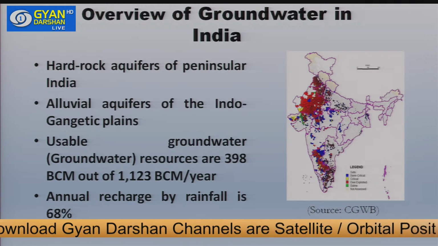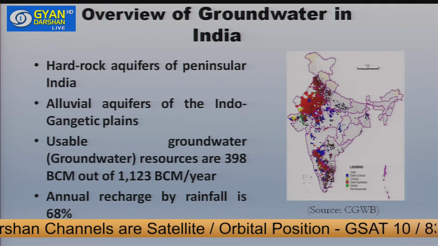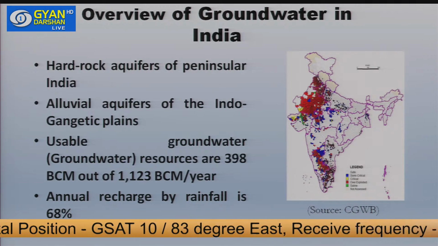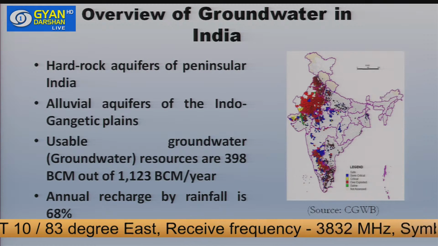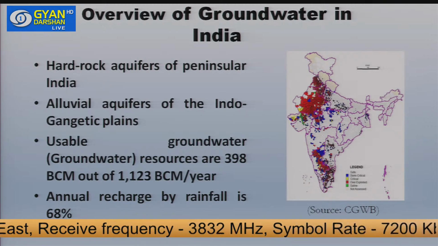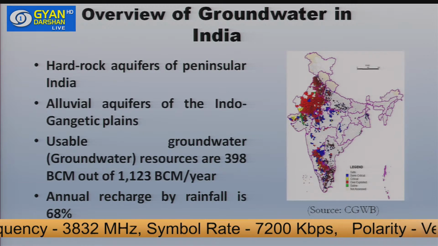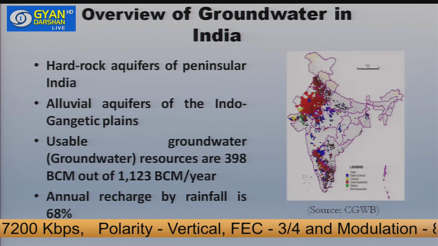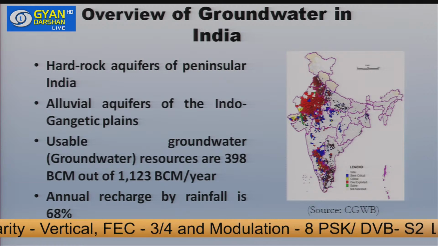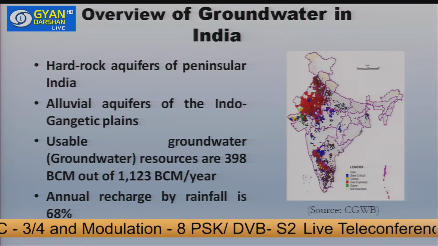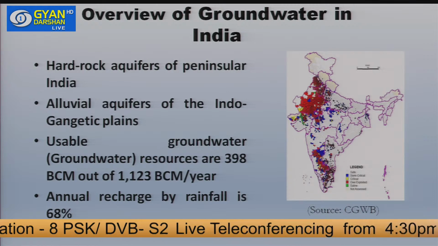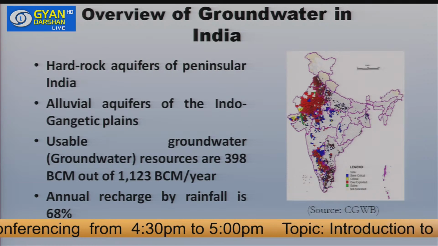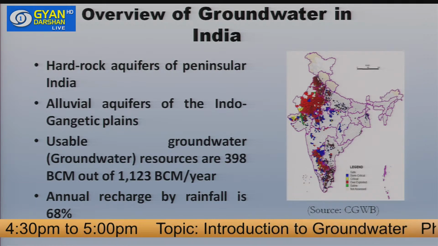Comparing with the total resources present in India, we have 1,123 billion cubic meters per year of groundwater stored in India. Out of this, a very small percentage can be used, that is around 398 billion cubic meters. That is the capacity which can be yielded. Most of the water which is rechargeable, that is, which goes to the ground, is from rainwater, and it accounts for around 68%.